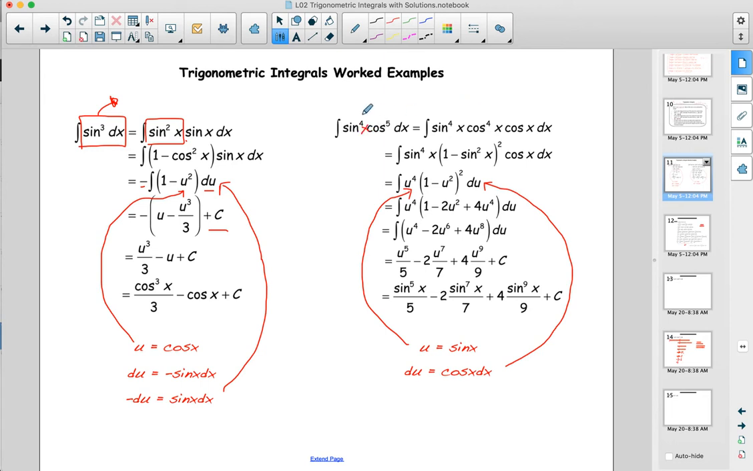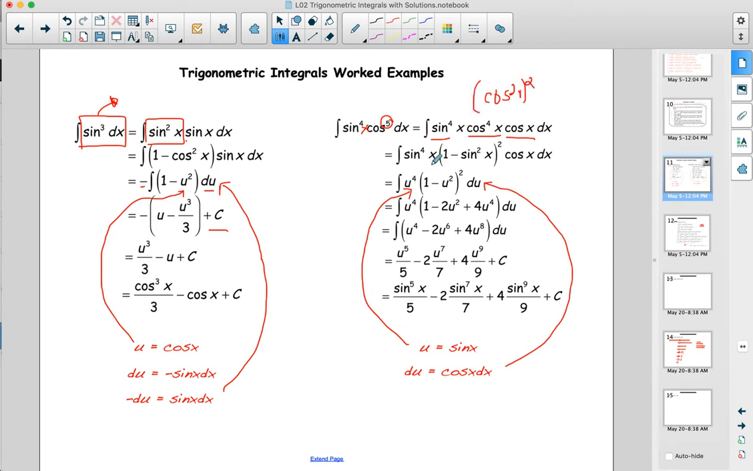So now let's take a look at the next example when we have a product of 2. We have an odd exponent here, so let's target that odd exponent. We're now going to write this as sine to the 4th x times cos to the 4th x. We've taken out the extra cos. That left a cos to the power 4. Cos to the power 4 can be cos squared, all squared.